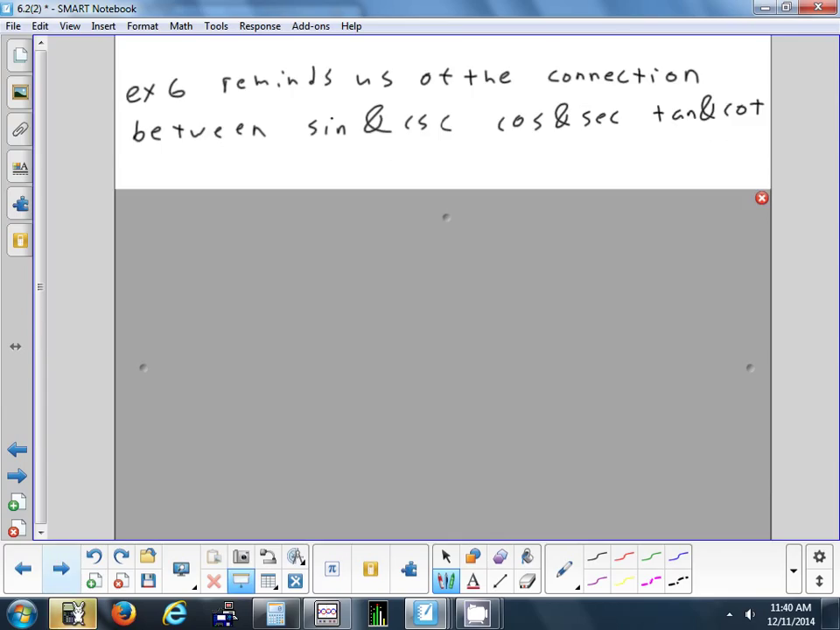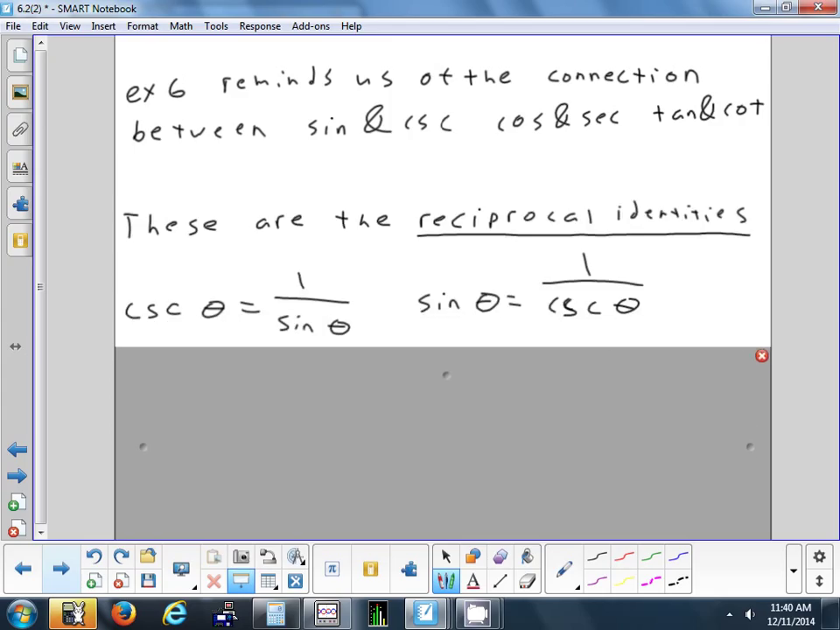Okay, so in example 6, we were reminded again of that special relationship between sine and cosecant, cosine and secant, tangent and cotangent. You flip one to get the other. And there's a special name for these when you do the flipping. It's called a reciprocal. And in trig, these are called reciprocal identities.